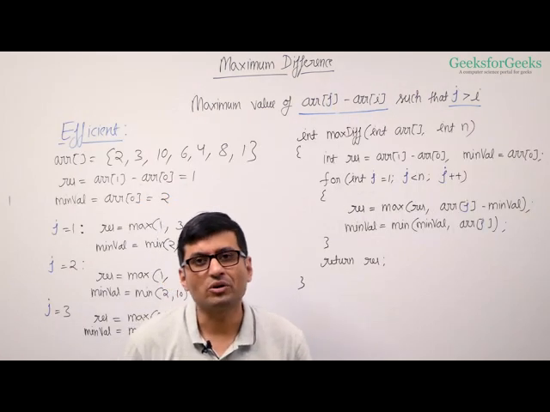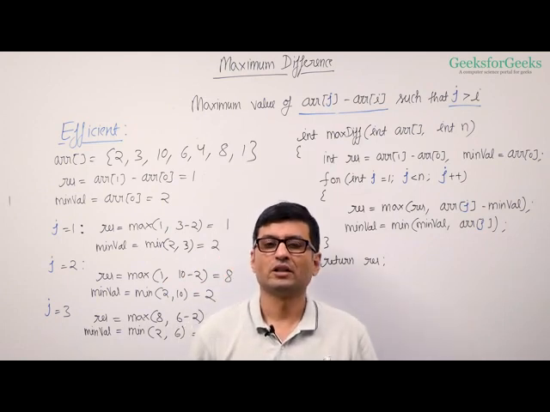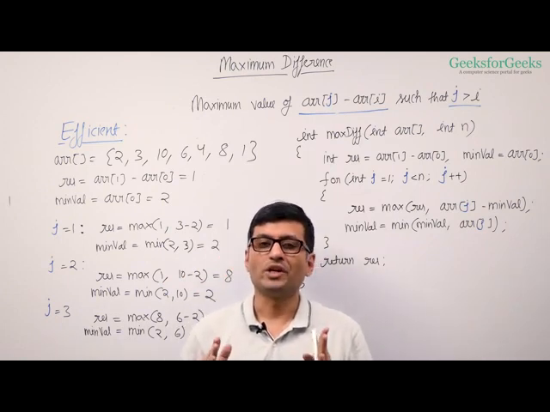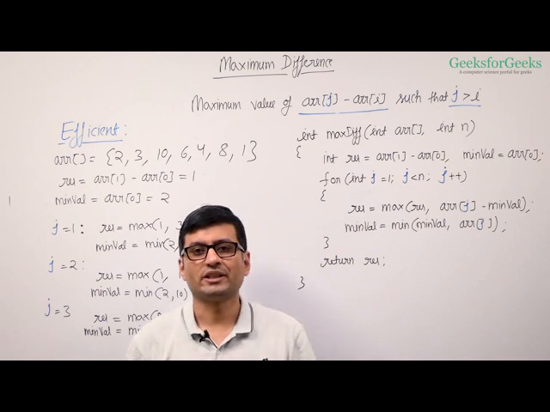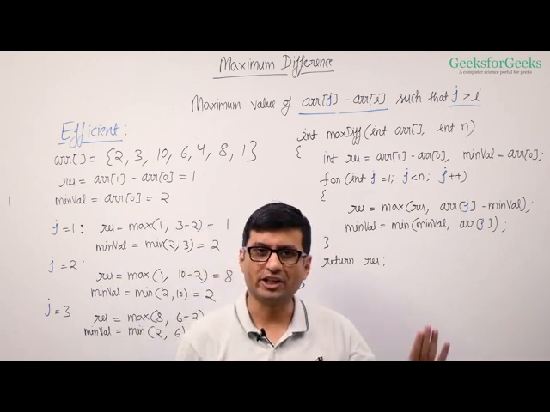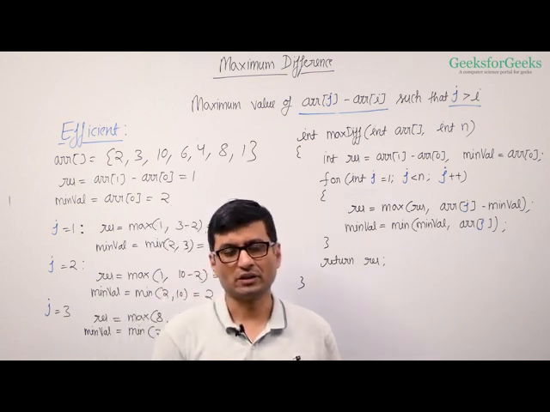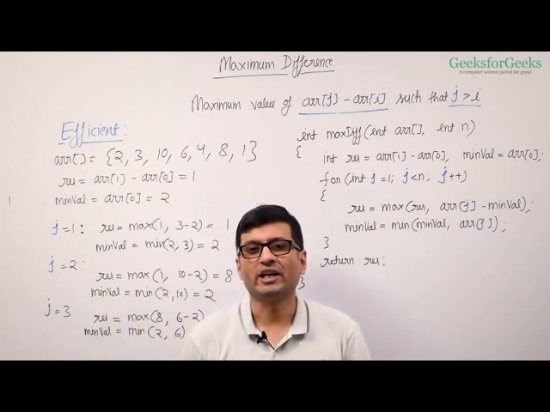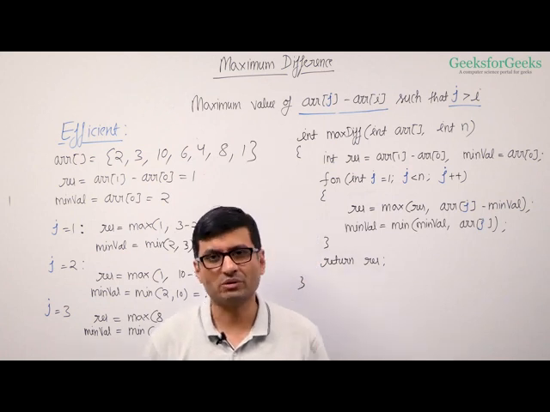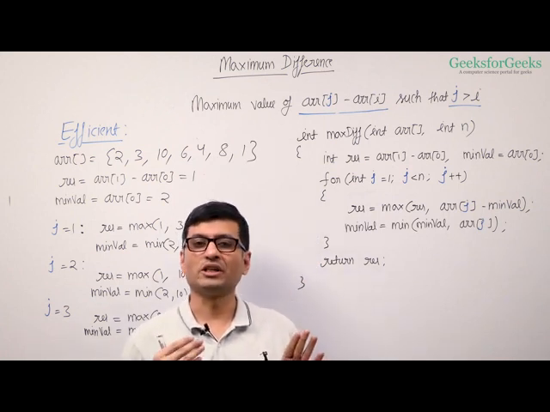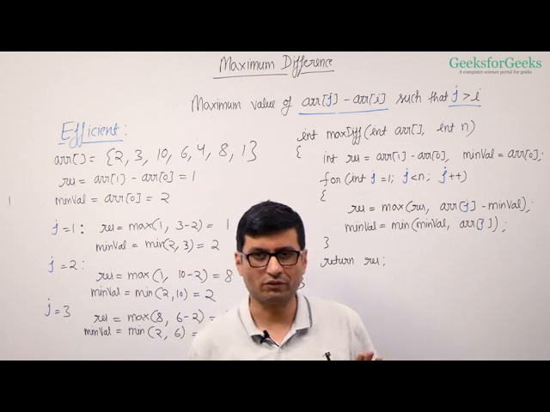Let us now talk about an efficient solution. The idea is this. We consider every element as array j, the right element. And we also keep track of the minimum element so far. So every element, array j, can give you the maximum difference when you consider the minimum element on the left of it.